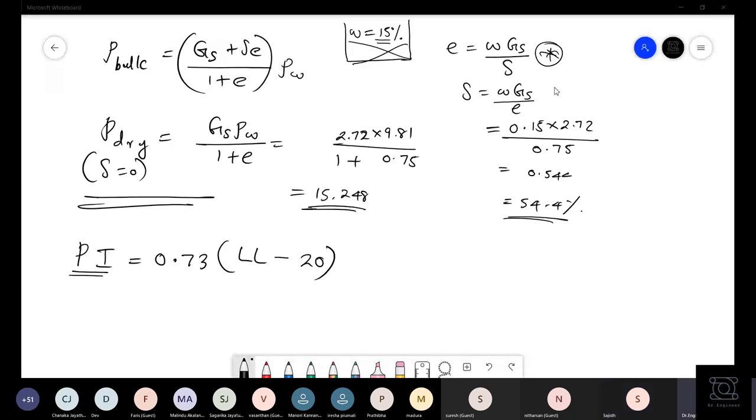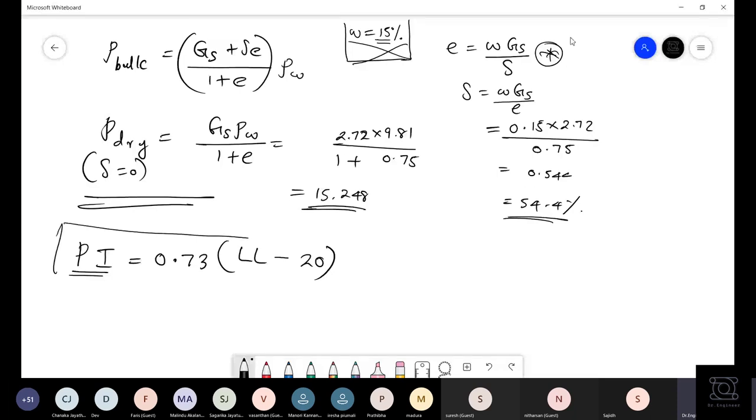So now you can see there is an equation. I have written down the equation. If you substitute 50 for the liquid limit, you get the plasticity index. So that is not always true. It is true to a certain extent, not always. So we have to say that statement D is wrong. In that case, A, B, and C are correct, so option A.